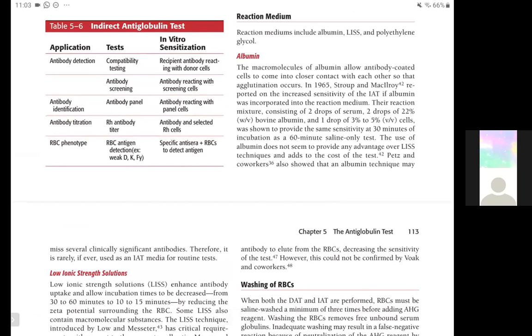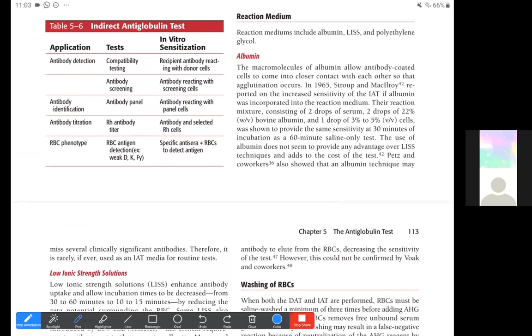One of the techniques I will go through is that albumin actually causes aggregation. The albumin that is used is 22% bovine albumin, because 4% albumin is isosmotic and 22% is hypoosmotic with human serum. This bovine serum albumin allows the cells to come into closer contact because it decreases the zeta potential.